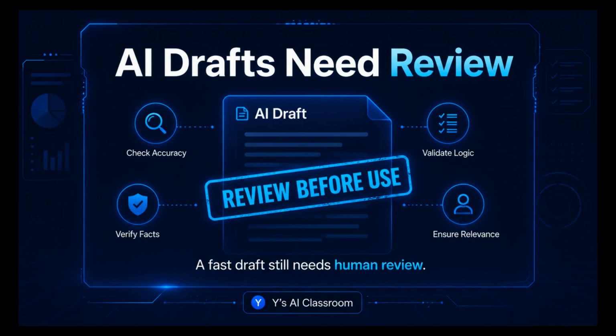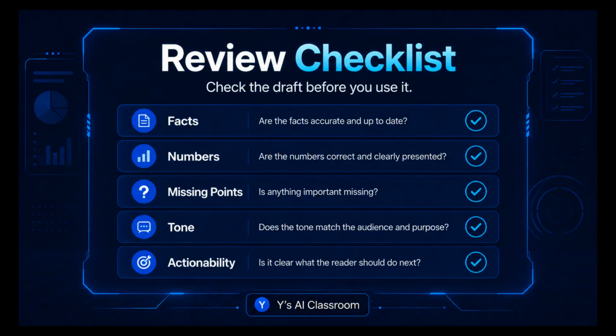It still needs review. This is not because AI is useless. It is because real work needs responsibility, context, and judgment. AI can help you move faster, but the user still needs to confirm the result. When reviewing an AI draft, check 5 things. Are the facts correct? Are the numbers reliable? Is anything important missing? Is the tone appropriate for the audience? And most importantly, can this output actually be used in the real situation? Review turns a fast draft into a safer work product.